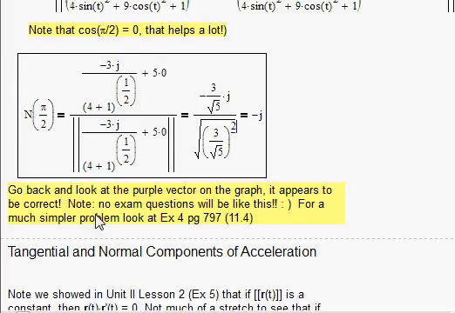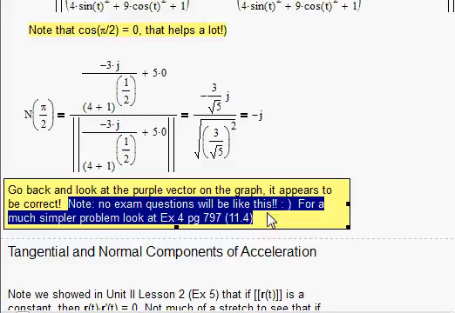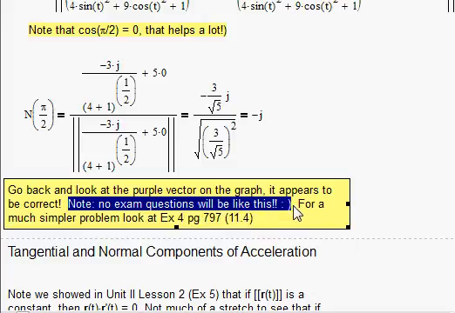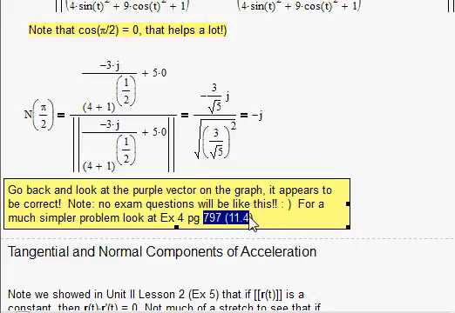Warning, no exam questions will be like this, okay? For a much simpler problem, look at example 4 from 11.4. The page is different because the edition of the book is different, but I think they didn't change their example for that.